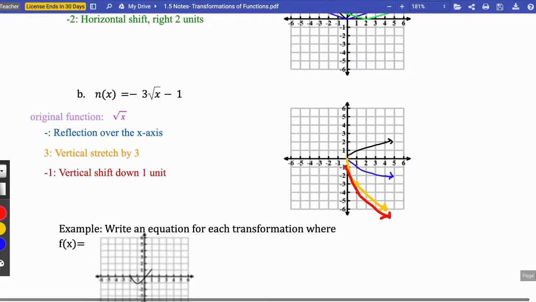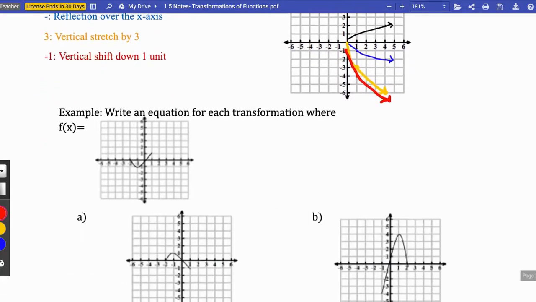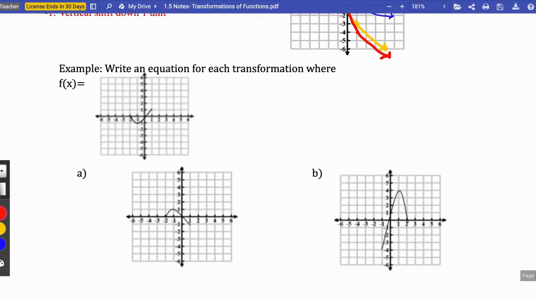It's a good strategy. So the next one, now we're going to write an equation for each transformation. And this time we're given an original function. So this is like part of a function. It's not a whole function, but we're just pretending. We're given that this is f of x, and I just want to say how it's been changed by writing an equation. Before I can write an equation, I just need to identify how it has changed. So if I look here, this is my original function, and this is my new function. So how has it changed from here to here?